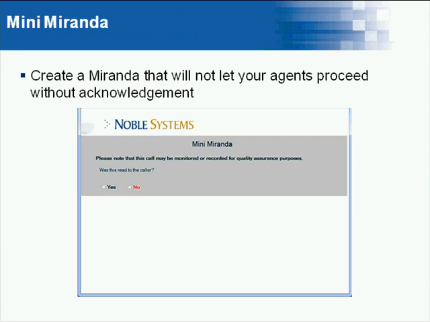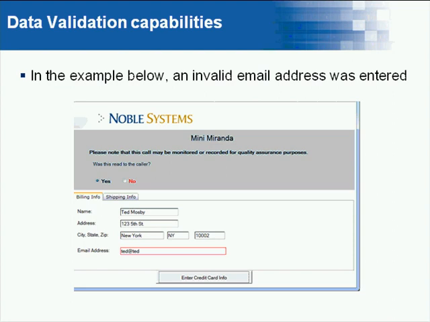Earlier, we had talked about creating the script or creating a mini Miranda that will force your agents to read it. You'll see an example here in a script where we say, please note the call may be monitored or recorded. We require that this was read to the caller. So below, there's nothing for the agent to see, but if they click yes, then that information would pop up. In the next slide, you can see that the agent did click yes, and so now we have a new tab control with billing and shipping info.